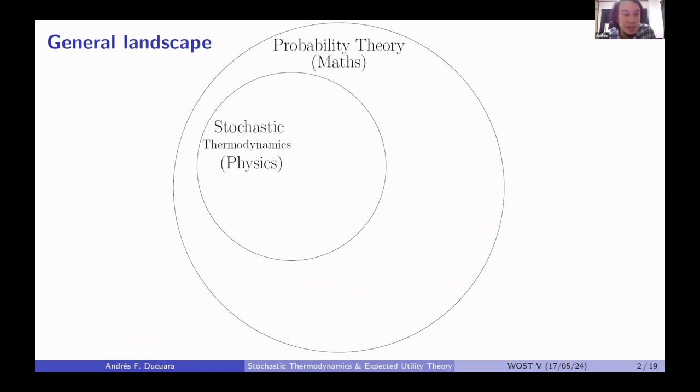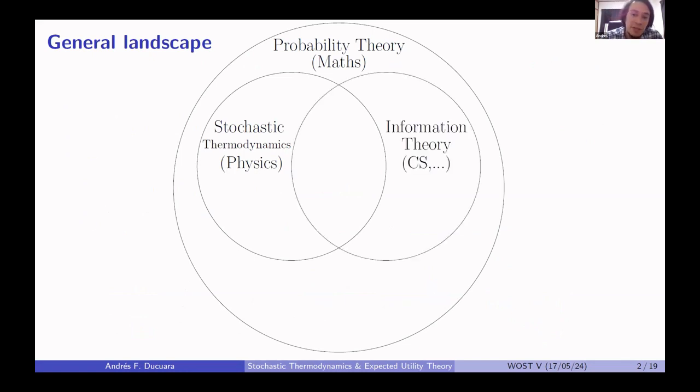All right, so I'm going to start with this very general landscape. We have here stochastic thermodynamics as a field employing tools from probability theory. We also have information theory, also a field employing these tools from probability. And we also have this nice intersection, for which we know that there are very strong results, strong connections between these two fields.